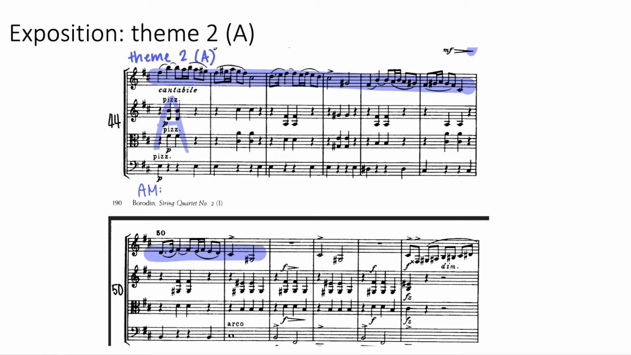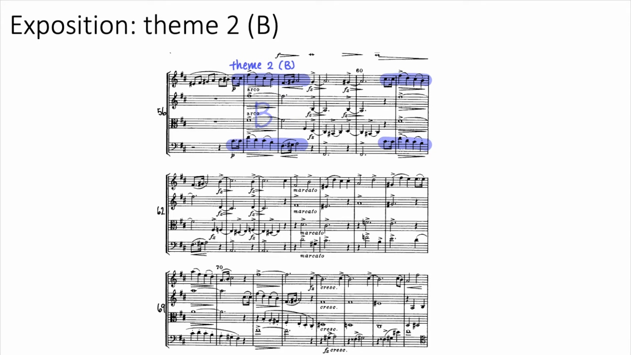Theme 2 is marked by the first violin playing in the new modulated key of A major. This theme has a very Slavonic/Russian sound to it more than the first theme. The subordinate theme is interesting in a way where it follows its own form of ABA prime within the exposition. So the first part of this theme 2 can be considered as A.